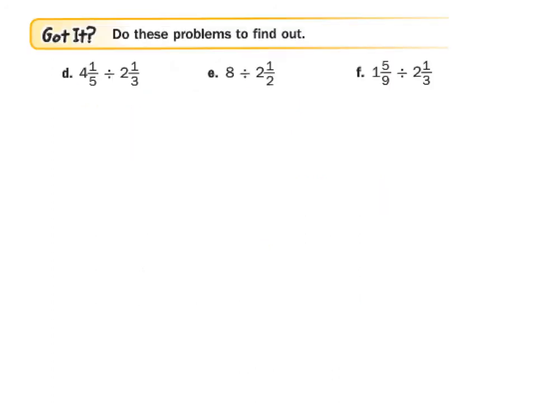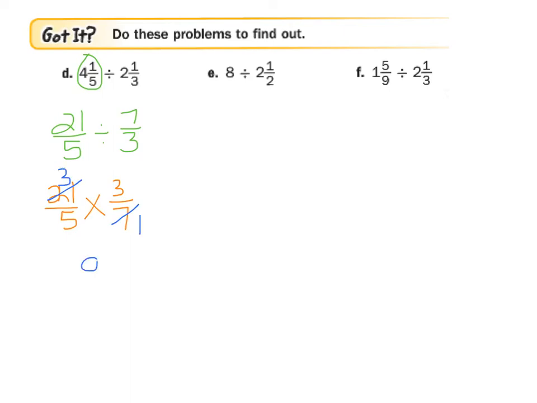So let's try a couple, and then I'll have you do your own. So we'll start by taking 4 1/5. That becomes 21 over 5, divided by 2 times 3 is 6 plus 1 is 7/3. Keep change flip. We have 21/5 times 3/7. And we can simplify. We can divide the 7 and the 21 by 7. So we get 9 over 5, or 1 4/5.